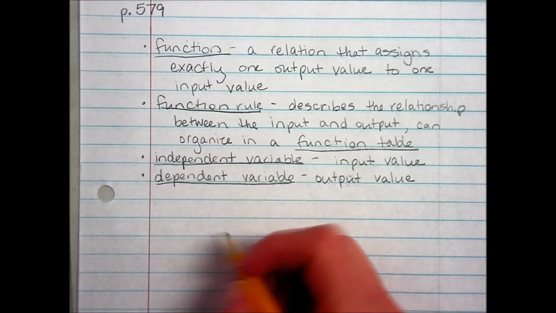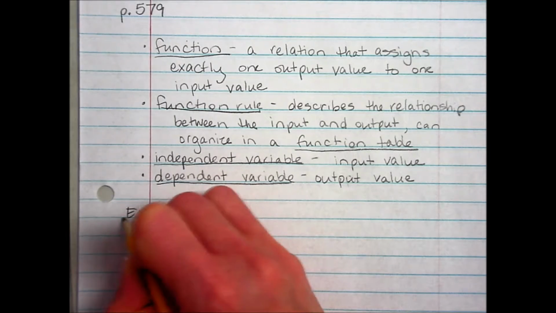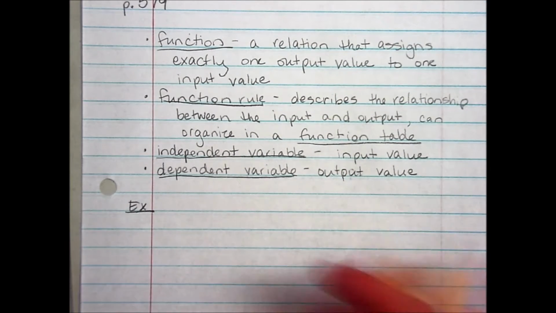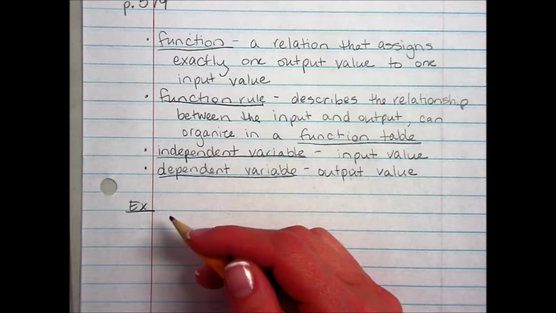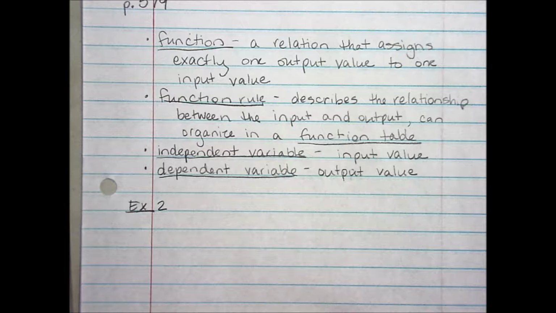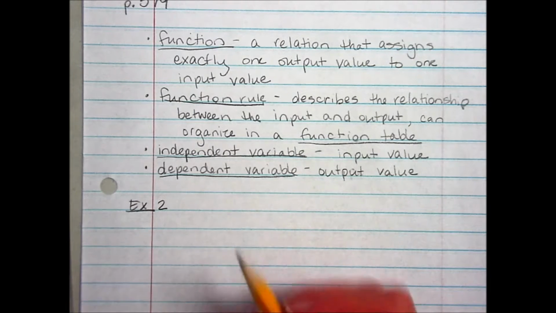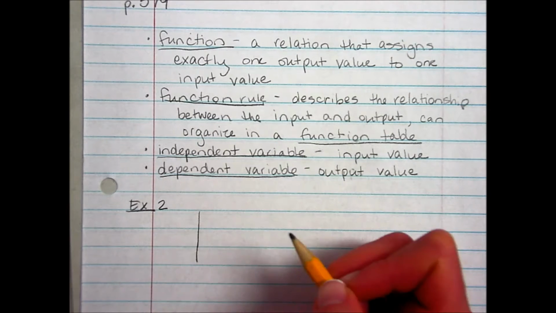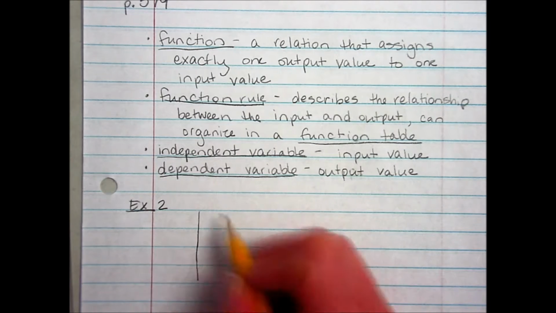Okay, so for our examples, we're going to start completing some function tables. Example 1 is done for you in the book, so let's look at example 2. We'll need to fill that in, either on your handwritten notes or in your textbook. So we'll just sketch a quick table.